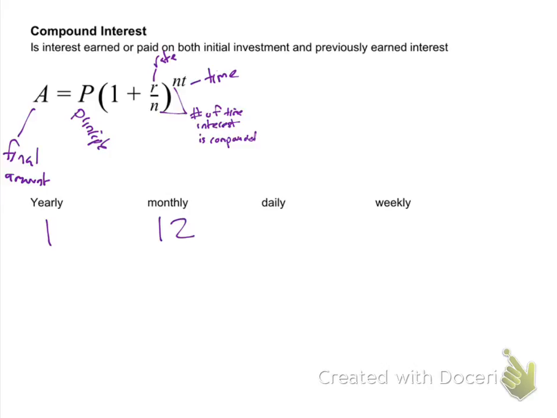If it's happened monthly, 12 times. If it's daily, assume no leap year, 365. And if it's weekly, 52. Wow. Are there 52 weeks? I think it's 52 weeks. We also could be quarterly. We could be semi-annually. All of those things could come up.